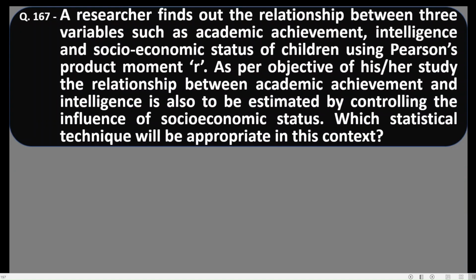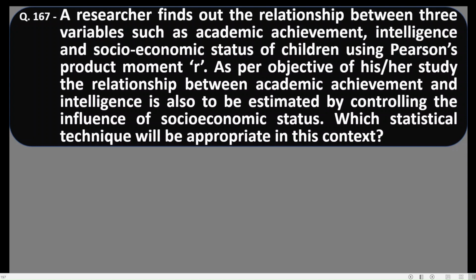Question number 167. A researcher finds out the relationship between three variables, such as academic achievement, intelligence, and socio-economic status of children using Pearson's product moment r. As per objective of his or her study, the relationship between academic achievement and intelligence is also to be estimated by controlling the influence of socio-economic status. Which statistical technique will be appropriate in this context?